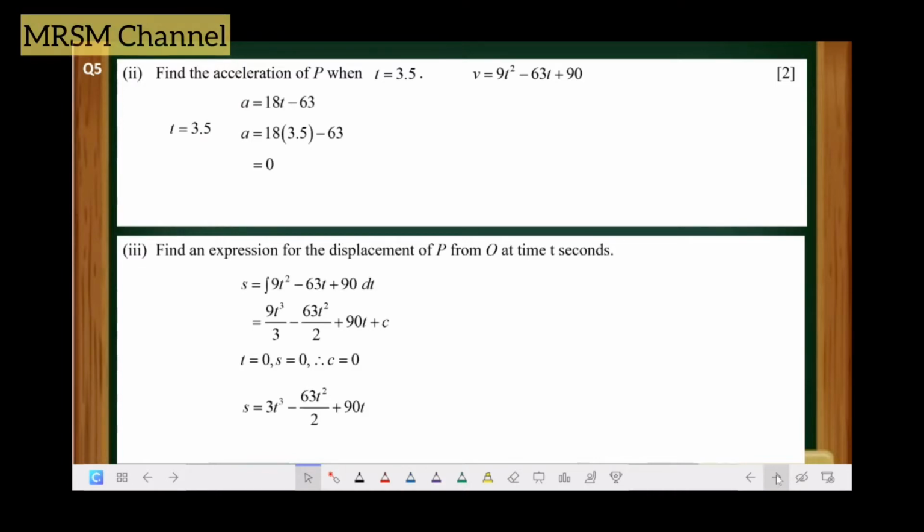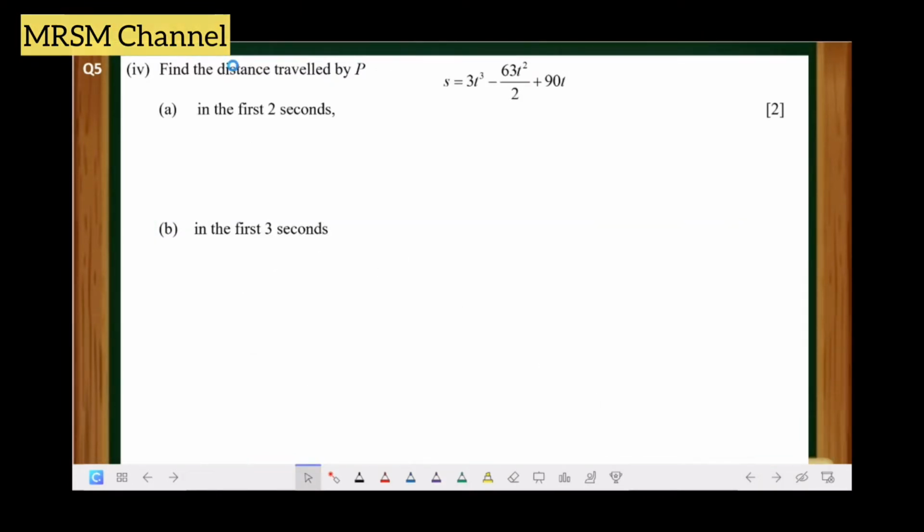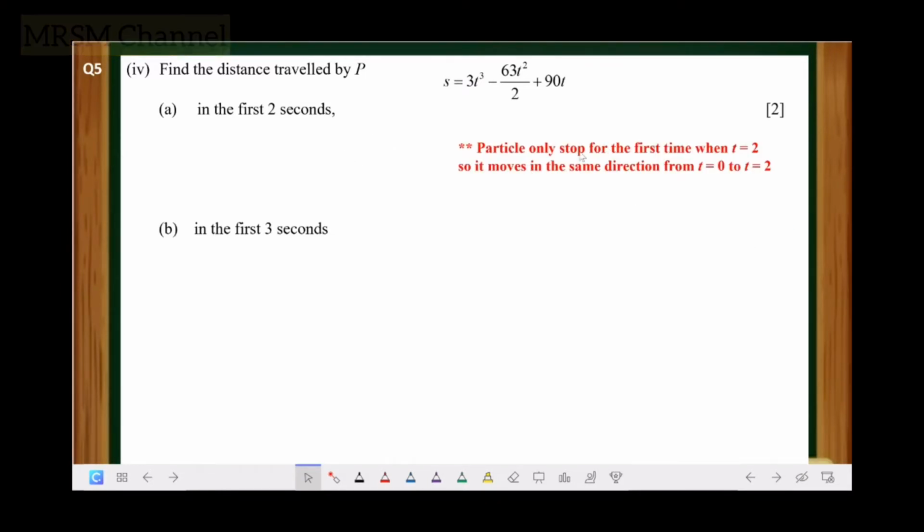Next question, dia question asks you to find the distance traveled by P in the first 2 seconds. So this one teacher salin balik S yang kita dapat daripada part 3 tadi. S is 3T cube minus 63T square over 2 plus 90T. Okay, question asks us to find the distance travel in the first 2 seconds. Kita ingat balik, particle tu dia gerak and then dia first come instantaneously at rest when T is equal to 2.